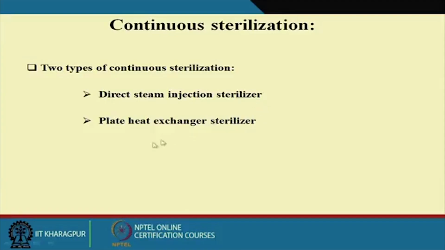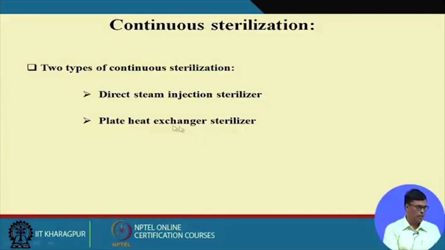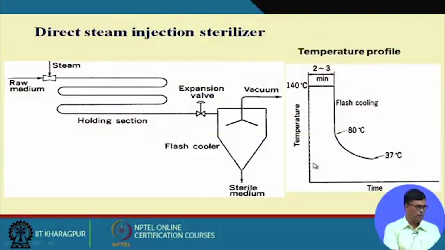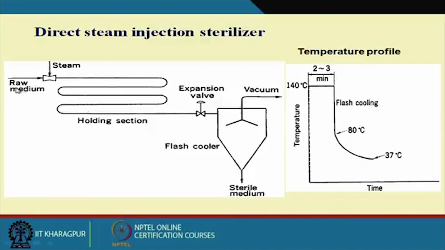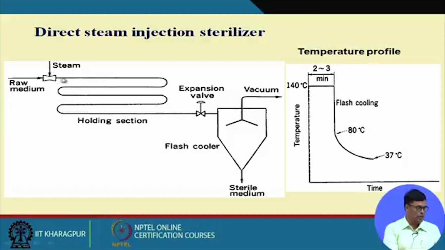Now, in this class I am going to share with you how the continuous sterilization process is practiced in industry. If you look at continuous sterilization, we have direct steam injection sterilization, and we have plate heat exchanger sterilization. Let me explain this process. Direct steam injection means you are mixing the steam with the media. You can see here that raw media is coming in one way and steam is coming in the other way, and this is what we call the holding section.